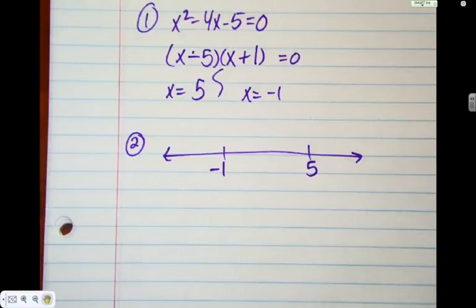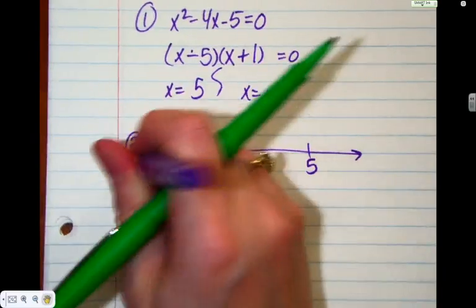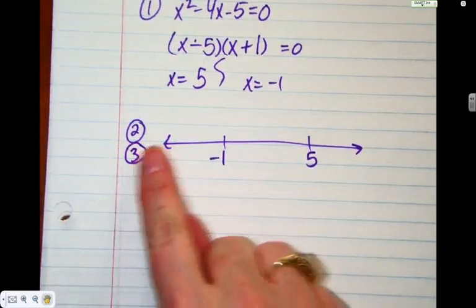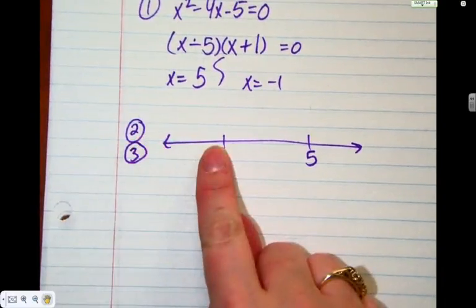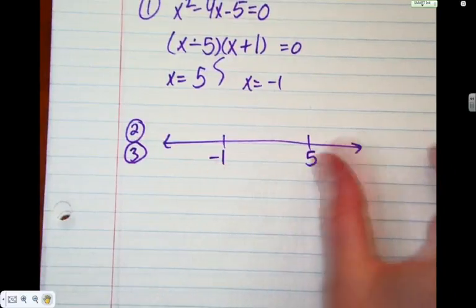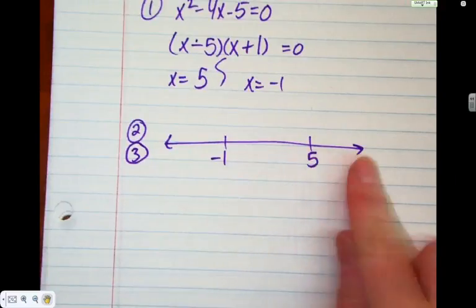I'm going to switch colors. If you're a color person, you're going to want to switch with me. Step number 3 is going to happen at the same point because it's on the number line. What we've done here is we've created 3 intervals. There's an interval that's all the numbers less than -1. There's an interval that's between -1 and 5. And there's an interval where x is greater than 5. So we've got 3 different sections.